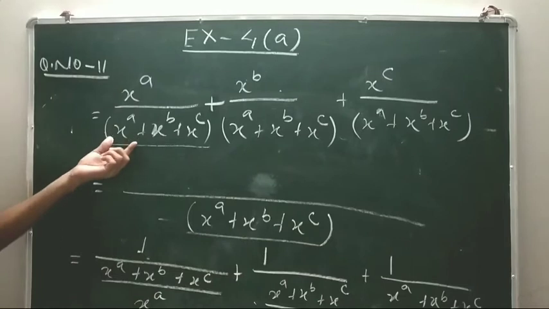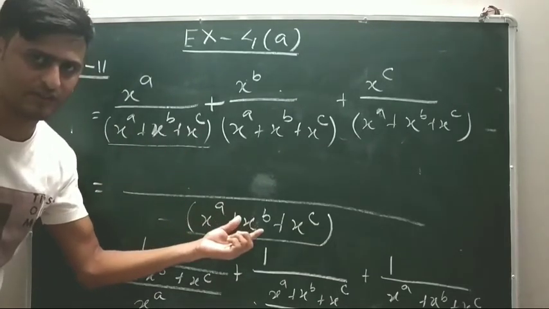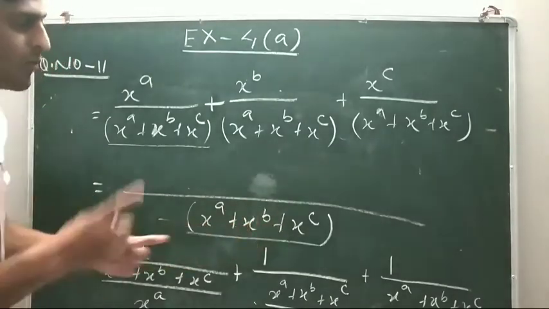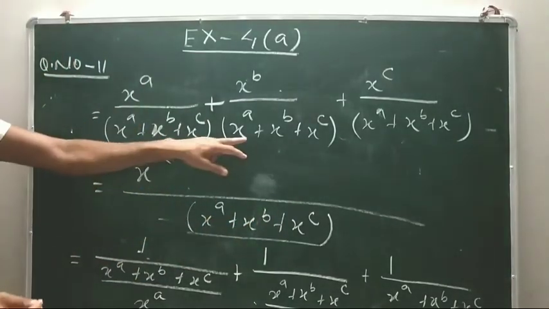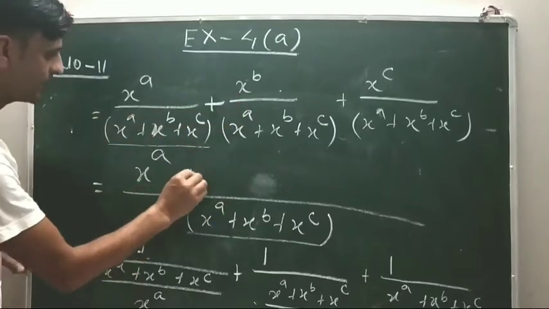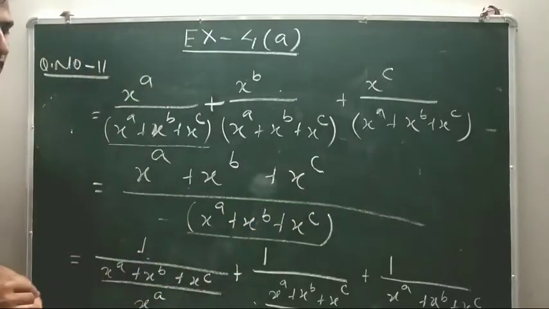x to the power a plus x to the power b plus x to the power c divides this x to the power a plus x to the power b plus x to the power c one times. That means 1 into x to the power a means x to the power a. Again this is 1 times x to the power b. Again this is 1 times x to the power c. So we got up to this.